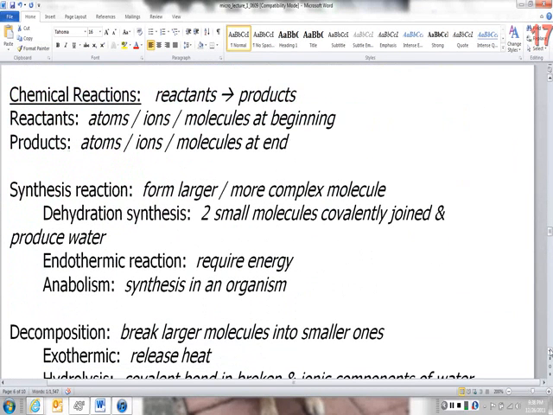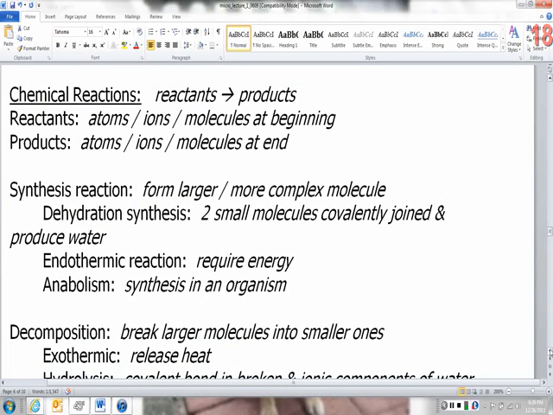Chemical reactions begin with the reactants and end with the products. The reactants are the atoms, ions, or molecules at the beginning on the left side of the arrow, and the products are the atoms, ions, or molecules at the end on the right side of the arrow. There are several categories of chemical reactions, and we will look at a few examples.